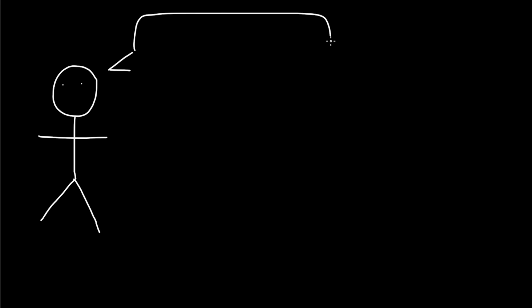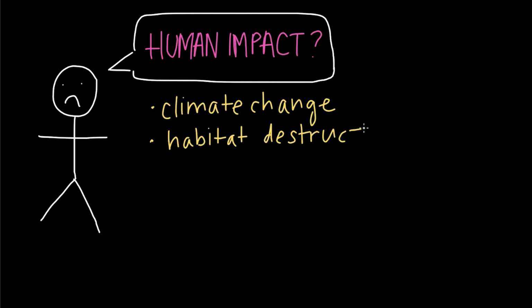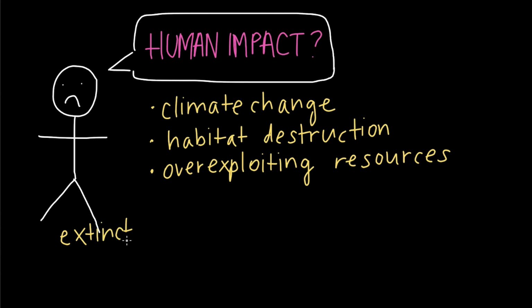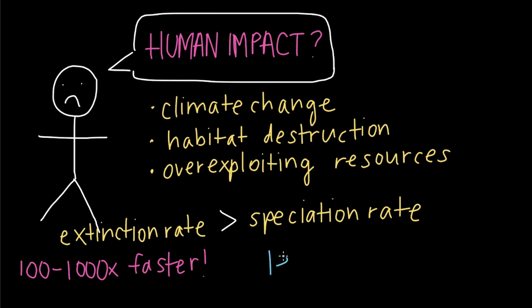Now, you might be wondering too what effect we humans are having on Earth's biodiversity. Unfortunately, biodiversity is decreasing as a result of human actions. We can attribute this loss of biodiversity to many factors, including climate change, habitat destruction, and overexploitation of resources. In fact, species extinction is now occurring at a rate 100 to 1,000 times faster than the background rate detected in the fossil record. This extinction rate is greater than the speciation rate, which leads to an overall loss of biodiversity. So I'll write here, less biodiversity.